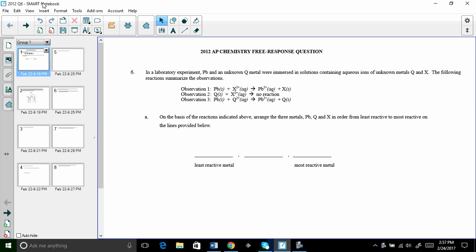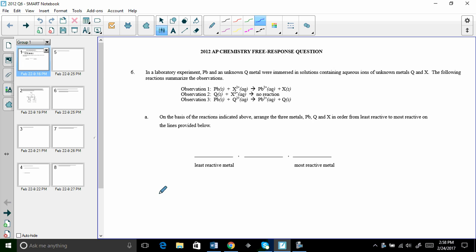All right, this is a bit of a tricky one, but that's kind of why I like it. So it says in question 6, let me grab a pen first. In a laboratory experiment, lead and an unknown metal Q were immersed in solutions containing aqueous ions of unknown metals Q and X. The following reactions summarize the observations.